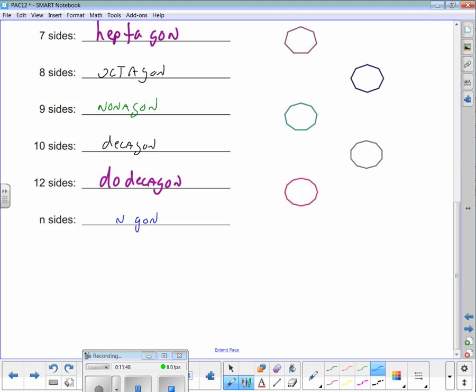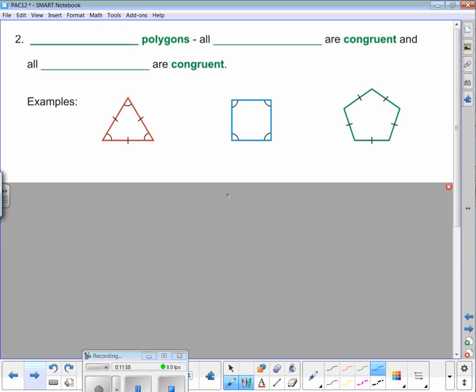However, whatever n is. If n's 20, it's a 20-sided polygon. If n is 100, it's got 100 sides. If n is 3, it's got 3. If n is 50, it's got 50. Whatever, it's a variable.